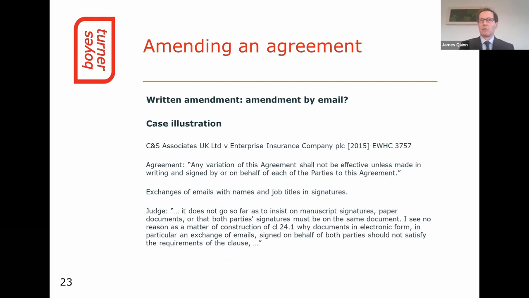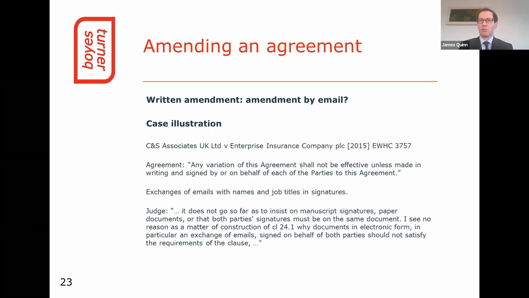By an email on 23rd of September 2013, an employee of Enterprise proposed terms on which it would accept different fees under the agreement. The employee's name and job title for the company was stated at the bottom of the email. On the 4th of October, an employee of CNS responded by email proposing slightly different terms. Again, his name and job title for the company was stated at the foot of the email. The same Enterprise employee responded by email on the 4th of October, accepting those terms.